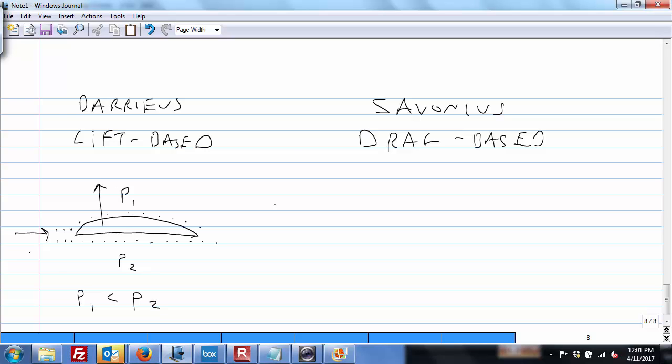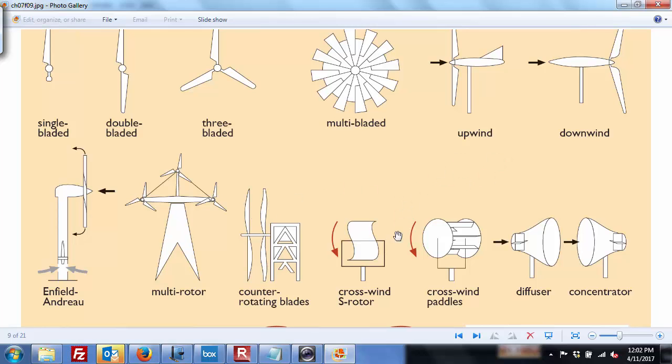It's also worth noting that this is the lift direction. This is always the drag direction. It's also worth noting that lift is always perpendicular to drag. Okay, so that's Darrieus, or lift-based. Actually, back up one quick second. These are both horizontal, or no, sorry, vertical. Vertical.